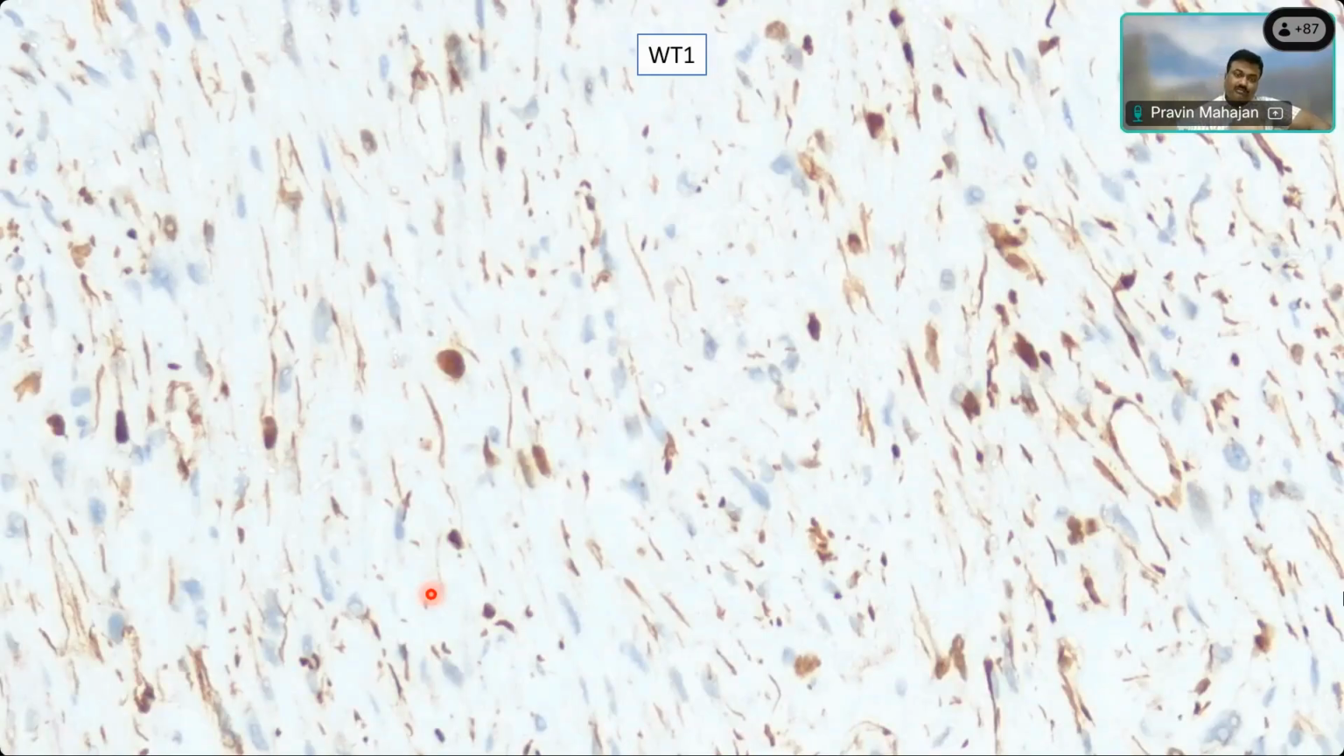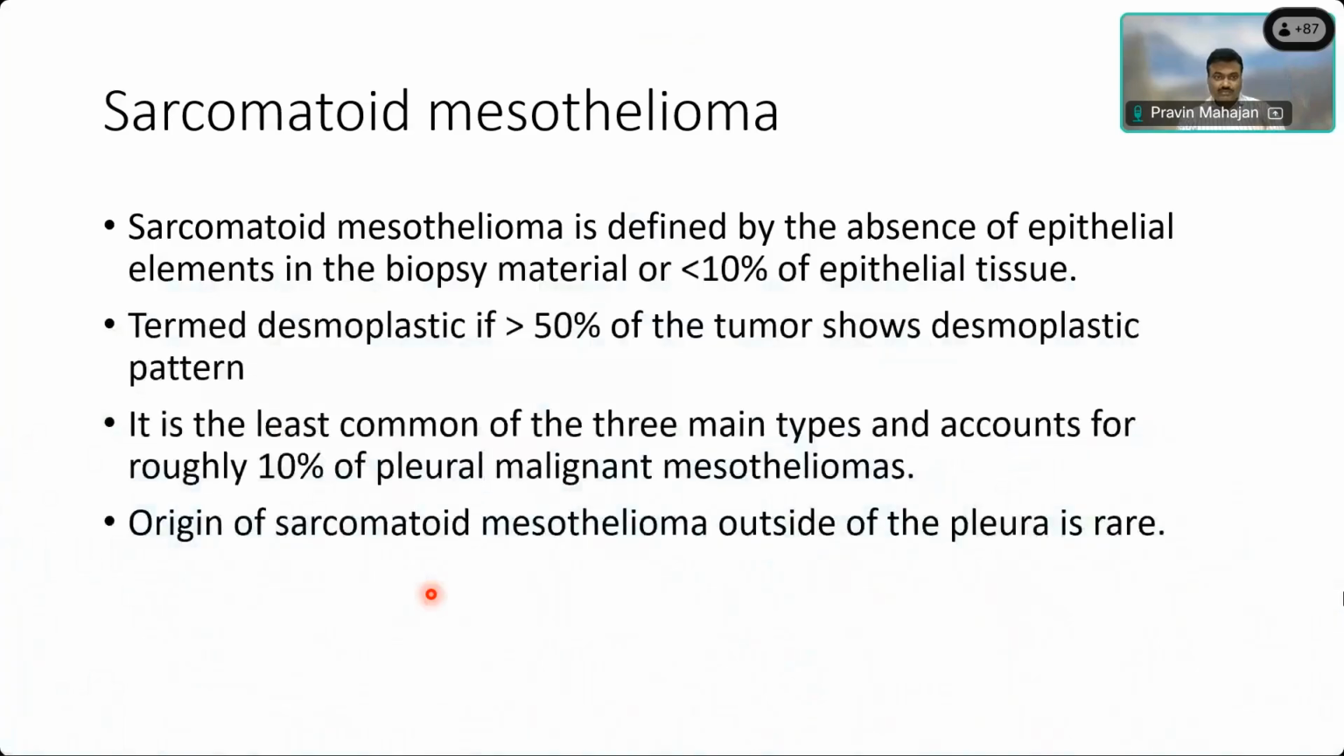Although some tumors have been shown to show cytoplasmic WT1 positivity, like smooth muscle tumors and other tumors, that is not a diagnostic thing. It is just seen like that. So here some of the nuclei are positive, so it is positive. So it is a sarcomatoid mesothelioma.